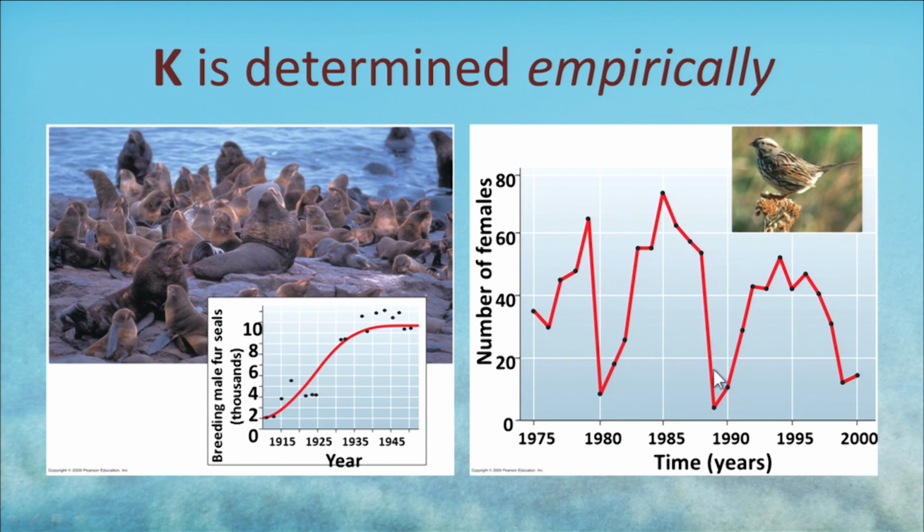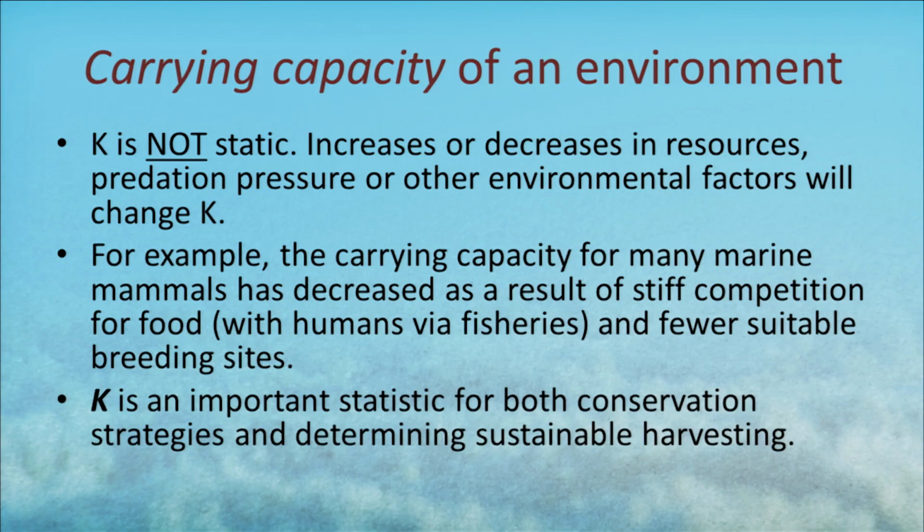So K is determined empirically and not always easily. So what are some of the other features of carrying capacities? First and foremost, it's important to note that K is not a static number. In other words, it changes. Most interestingly, it will increase or decrease with availability of resources, predation pressure, or sometimes other environmental factors such as disturbances. So if you increase the available resources to a particular population, then K should go up as well. Likewise, if you decrease the available resources, then K should decrease.